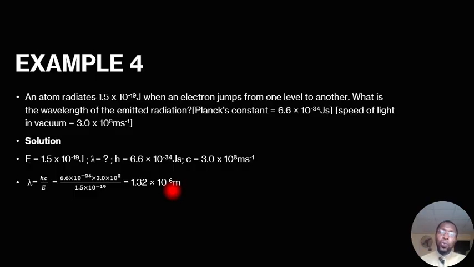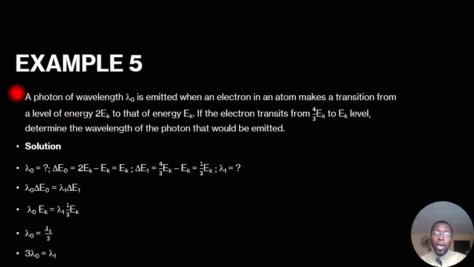So we move on to the last example for today, and that is: a photon of wavelength lambda naught is emitted when an electron in an atom makes a transition from a level of energy 2ek to that of energy ek. So if the electron transits from 4/3 ek to ek level, determine the wavelength of the photon that will be emitted. Very simple question as well.